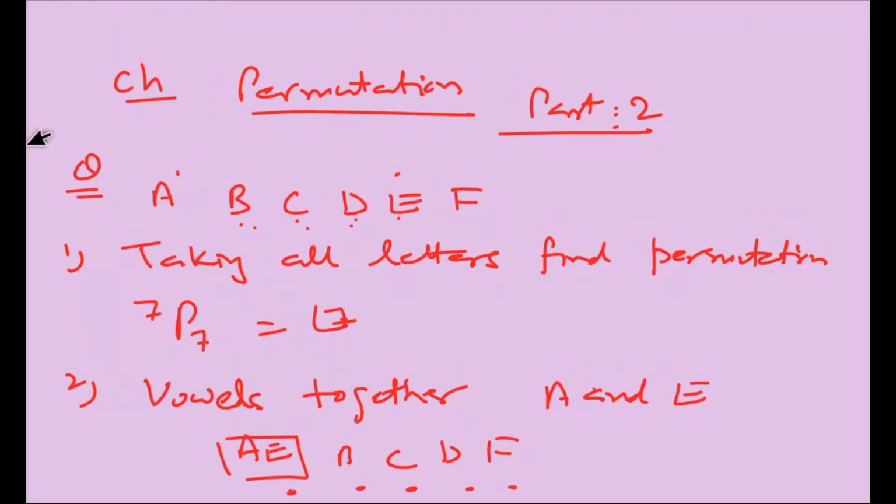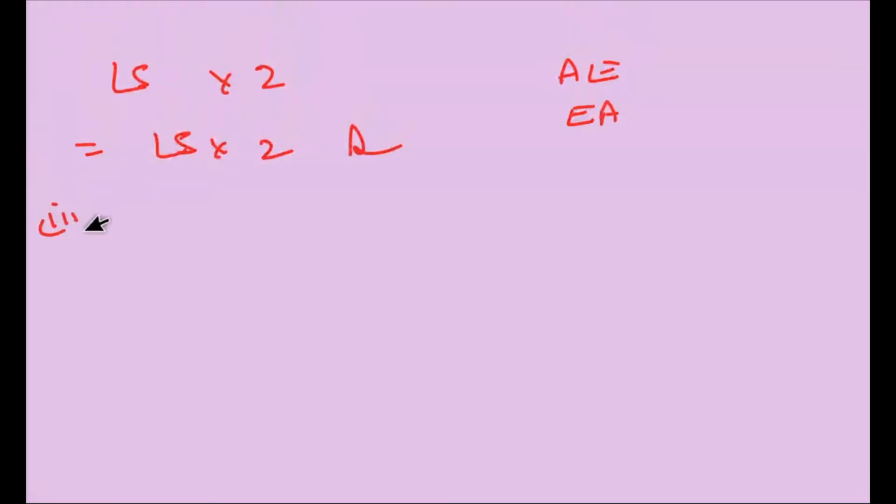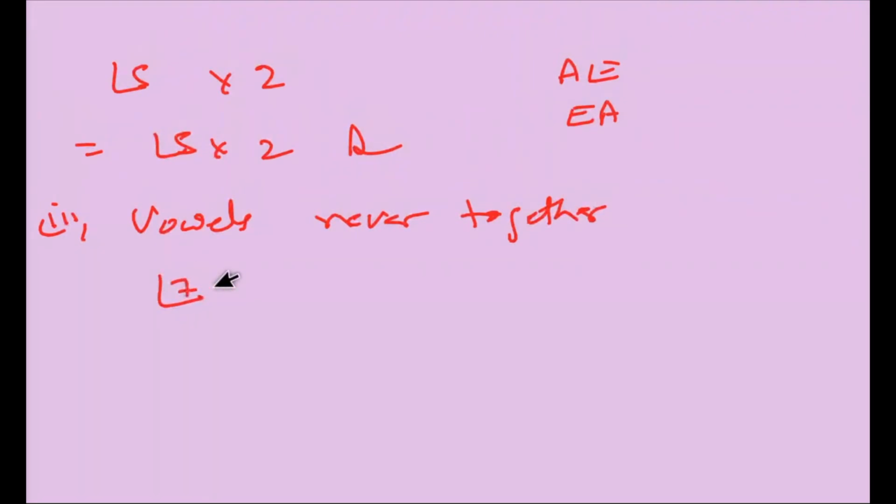Okay students. So we can use here factorial 5, and A and E can be interchanged in 2 ways, so we multiply by 2. Total ways are factorial 5 into 2. And for vowels never together, we can write total ways minus vowels together. You can do these questions yourself because you have understood this better in the previous video.